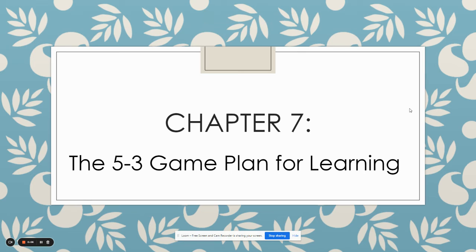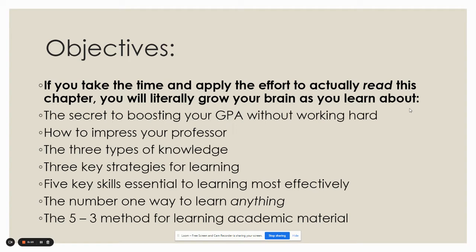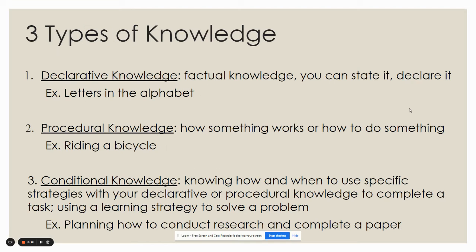Chapter 7 is called the 5-3 Game Plan for Learning. So we're going to talk about various different learning strategies you can use to process information. Here are the objectives for this chapter and the takeaways and things you should know by the end.